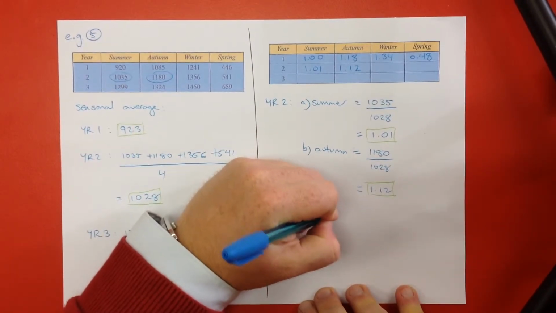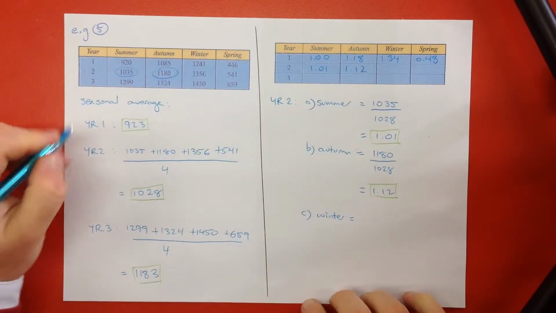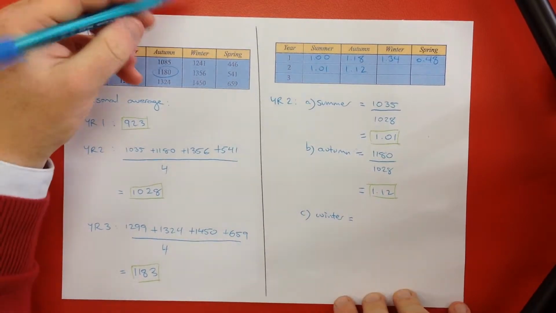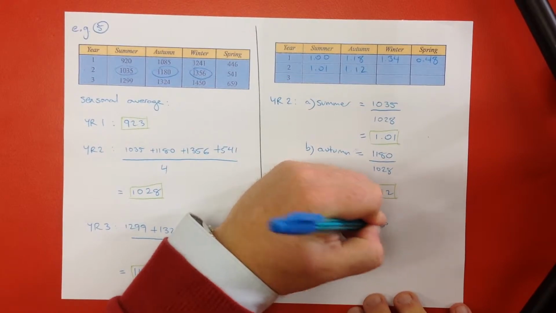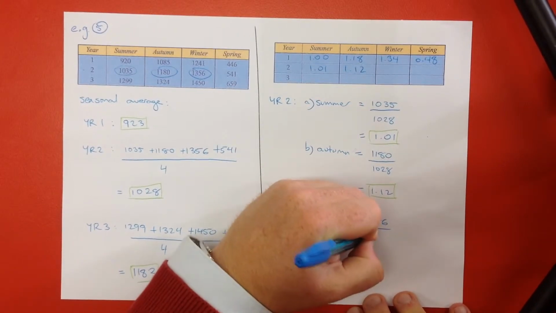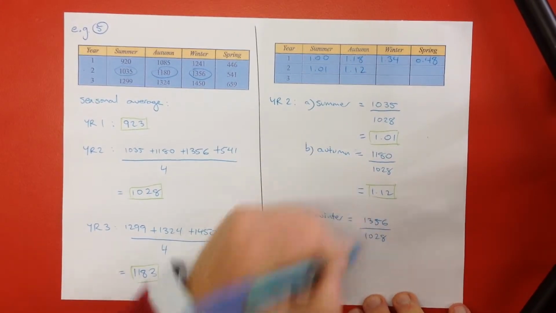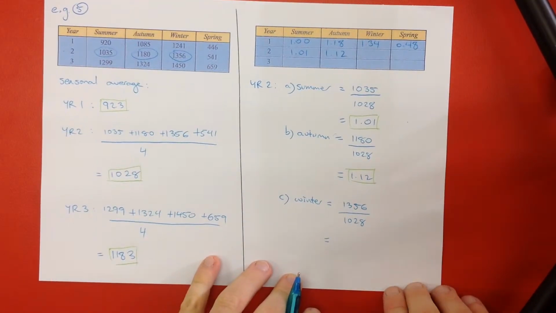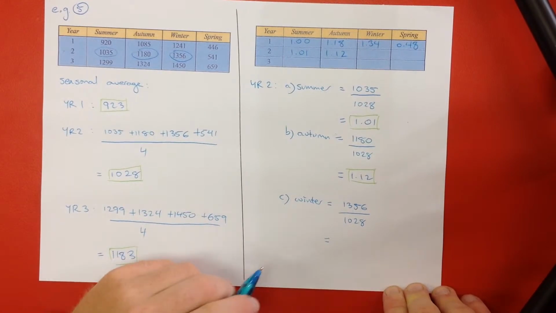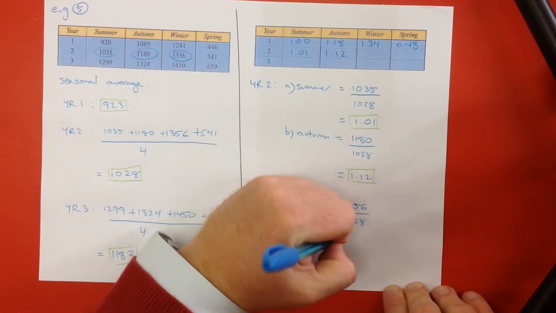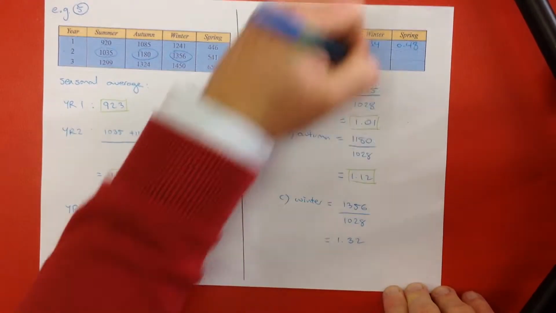Now winter. If you're getting the hang of it, now it's probably a good time to skip ahead to the end of the video. I'm going to be doing much a similar thing for the next few minutes. 1356 divided by 1028. And again, you would expect it to be more than the seasonal average, because 1356 is more, so the index should be more than 1 point something. Let's check that, 1.32.